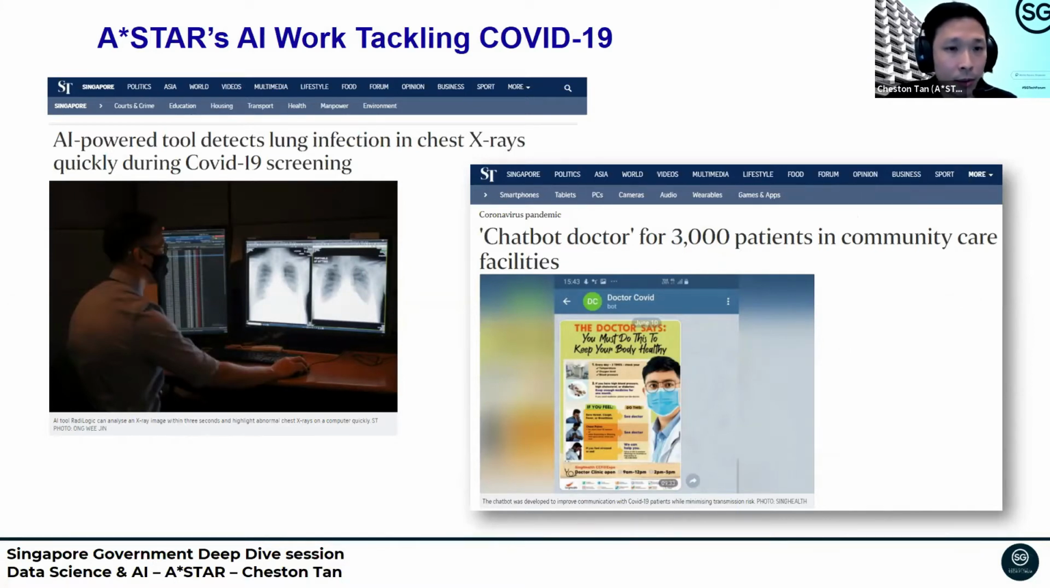On the left here, this is something that I2R and IHPC did together with Tan Tock Seng Hospital, TTSH, as well as NCID, the National Center for Infectious Disease. And this is already, in fact, in deployment for a couple of months already. So essentially what they're doing is to use computer vision to detect lung infection.